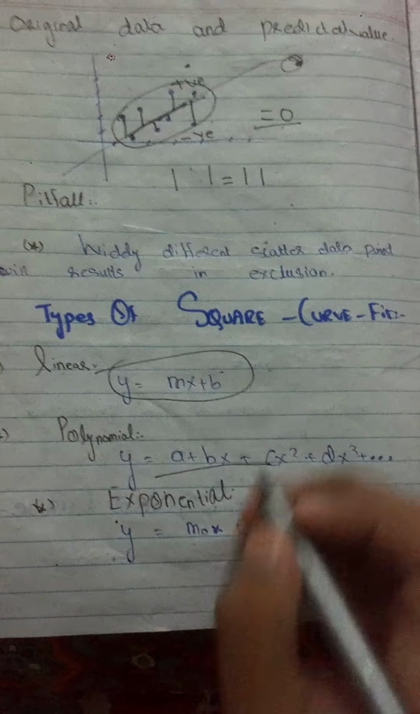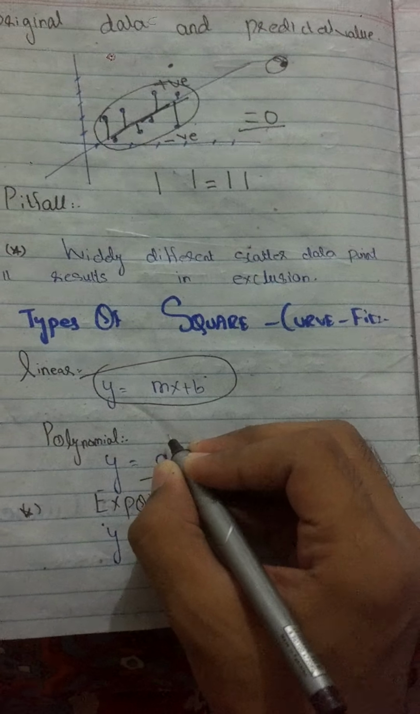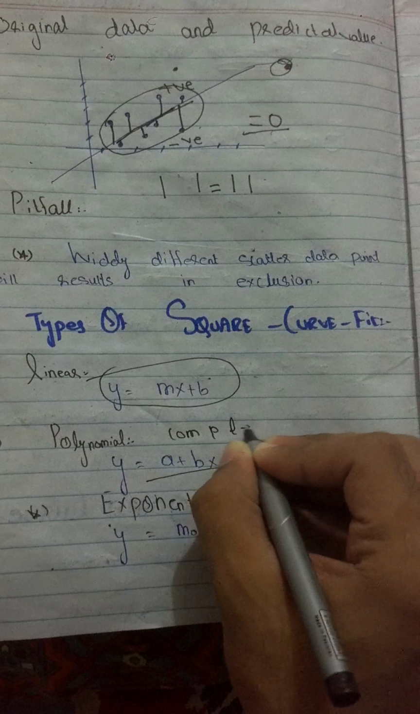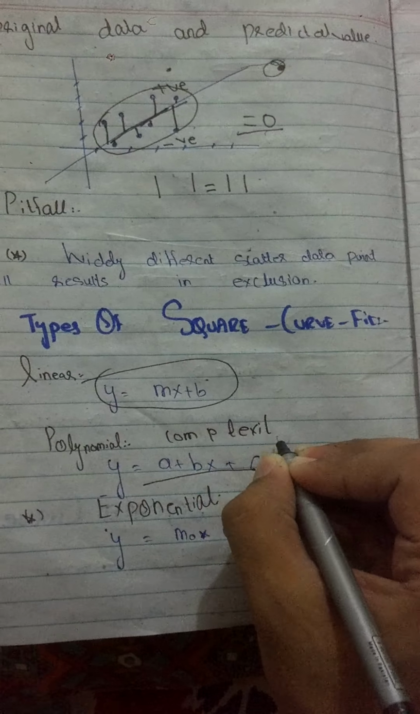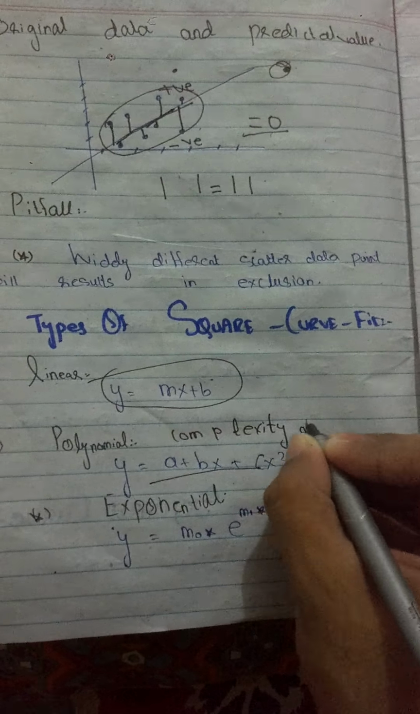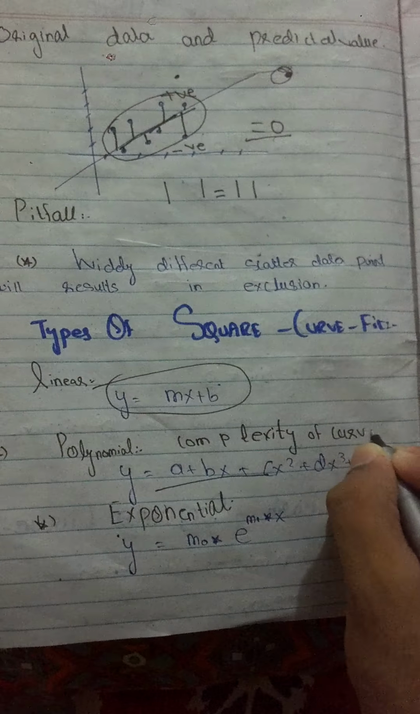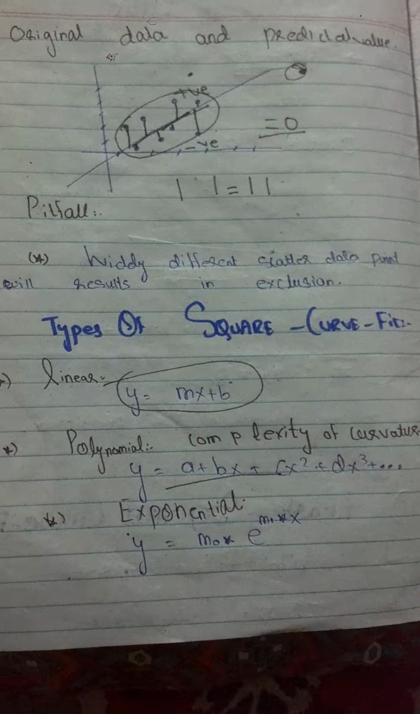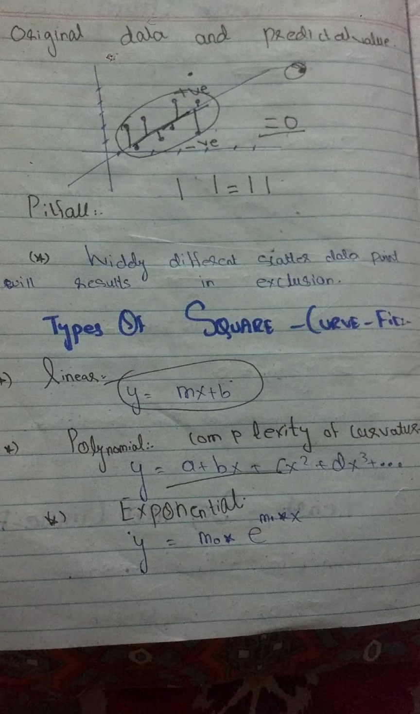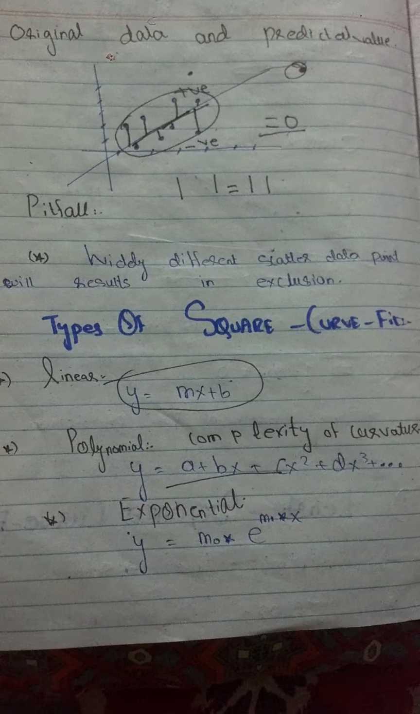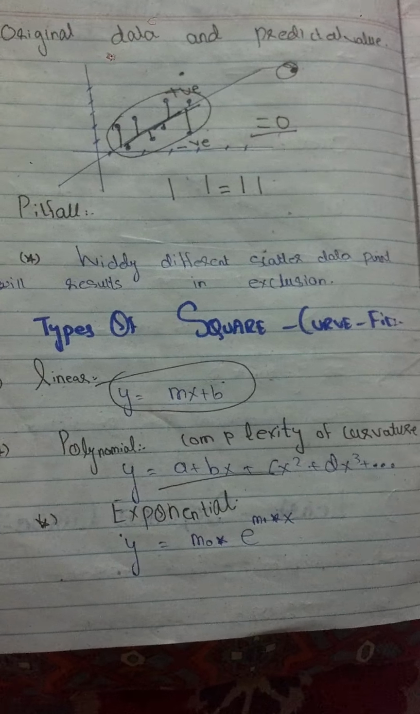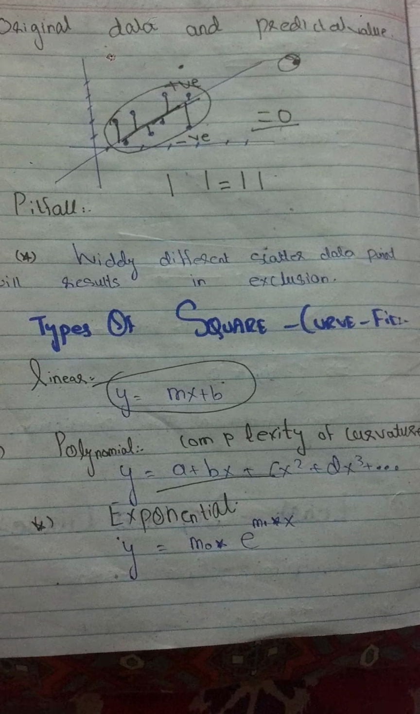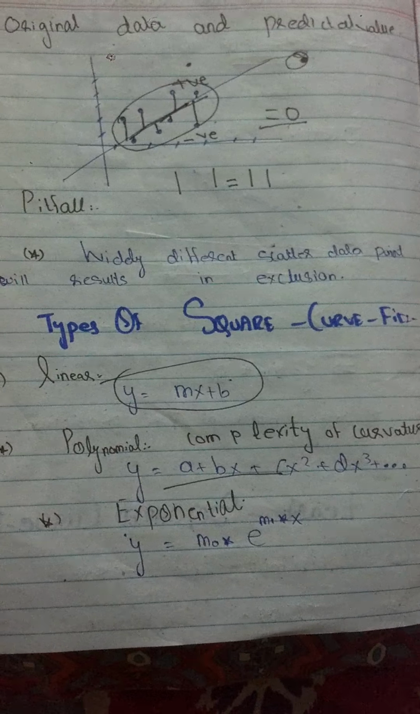Basically, the good thing about this is the complexity. The complexity of curvature of the line is dependent on the polynomial degree. Basically, if the complexity of curvature is high, the degree of polynomial increases. If it is less, the degree of polynomial decreases.